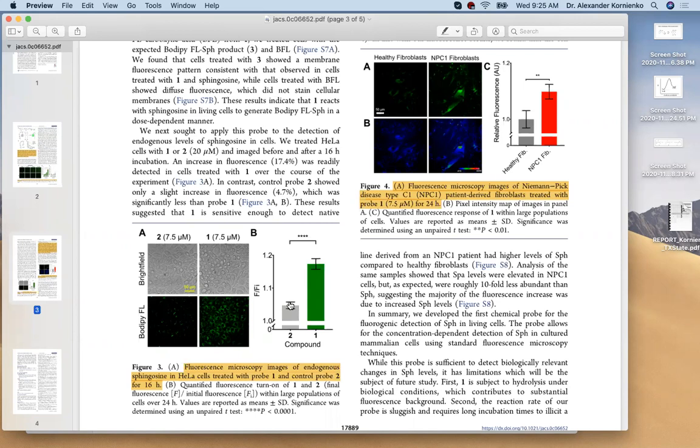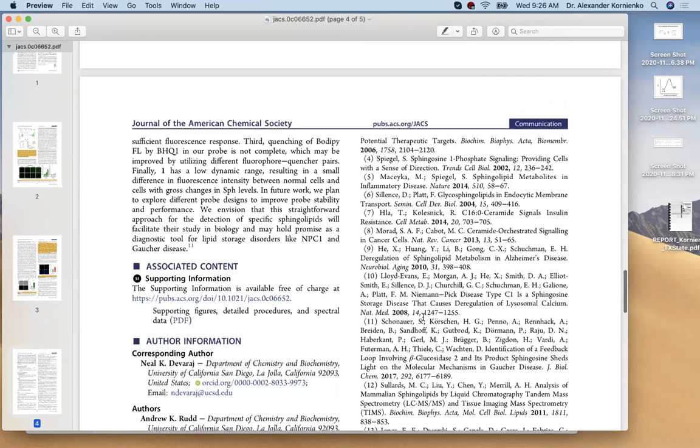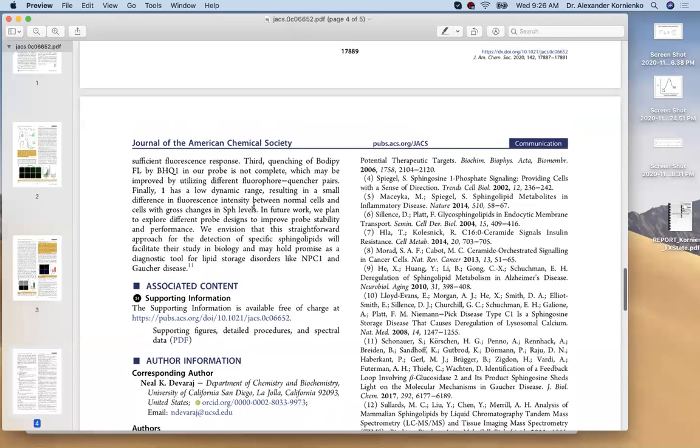It will always be subject to interference by other biological molecules involved, or vary from patient to patient. All right, so all these problems have to be solved before this can be turned into a diagnostic tool for lipid storage disorders.